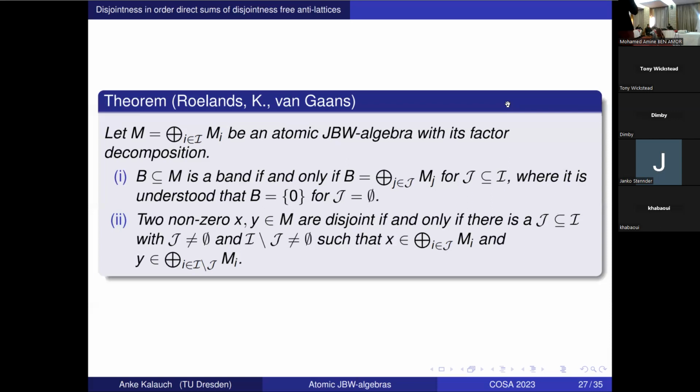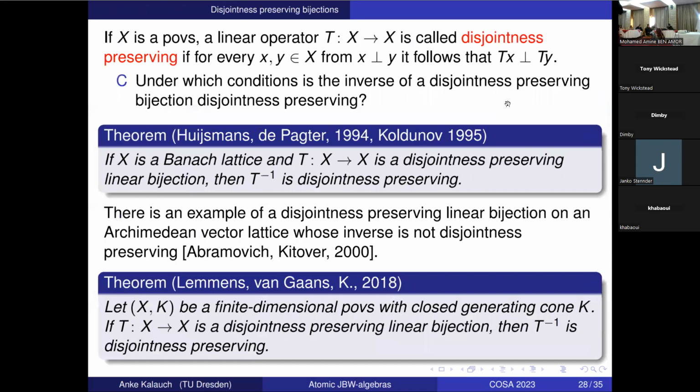And if you have the disjointness, then you also have the bands. So such proper subsets of components can be bands. So this is the story about the order theoretical structures.